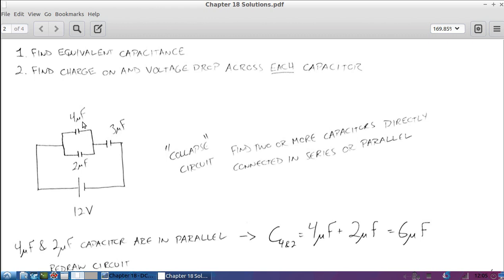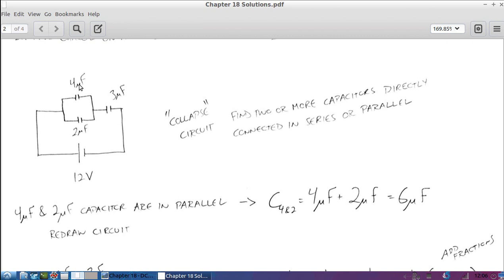The reason I like to redraw the circuit is that in order to find the charge on and the voltage drop across each capacitor, I like to go backwards, and I have to look at each step of my circuit collapsing and use Q equals VC to find these values for each capacitor. Alright, so let's tackle step 1 first. We're looking for the equivalent capacitance of the circuit. The 4 microfarad and the 2 microfarad capacitors are in parallel, so those I can just add.